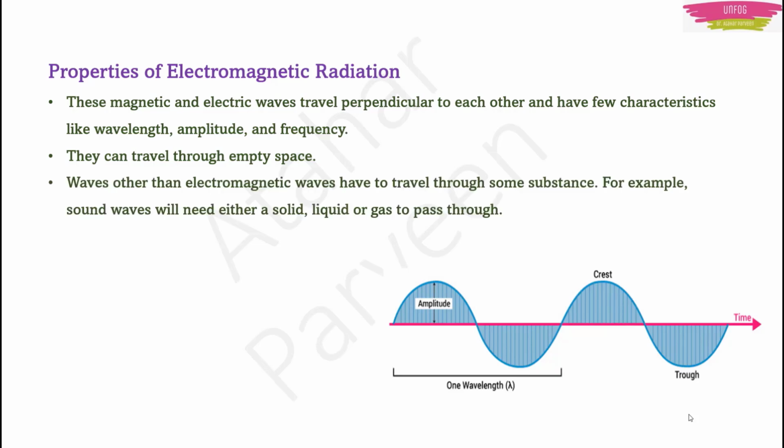Because there are many waves, right, which do require a medium. For example, the sound waves. They cannot travel in empty space or vacuum. They need some medium, okay? And the speed of light is 3 into 10 raised to 8 meters per second, and it is always a constant. So these are the properties of electromagnetic radiation.